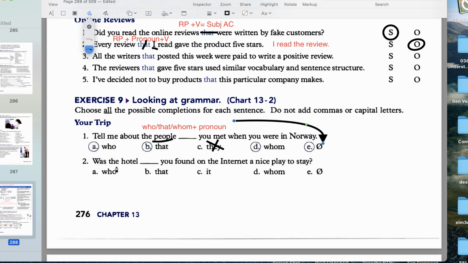So do the same things here. Was the hotel, now we know hotels aren't people, so guess what we get to do? And we know "it" is not a relative pronoun. We can only put relative pronouns in adjective clauses to represent our adjective clause. But now we know we can use "that" for hotel because it's a thing. We could also use "which," but it's not giving us that choice. But now the thing you have to find out is, is this an adjective clause that is object?